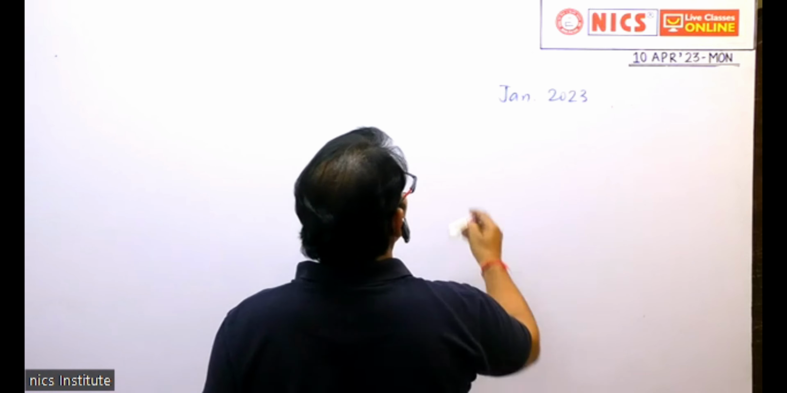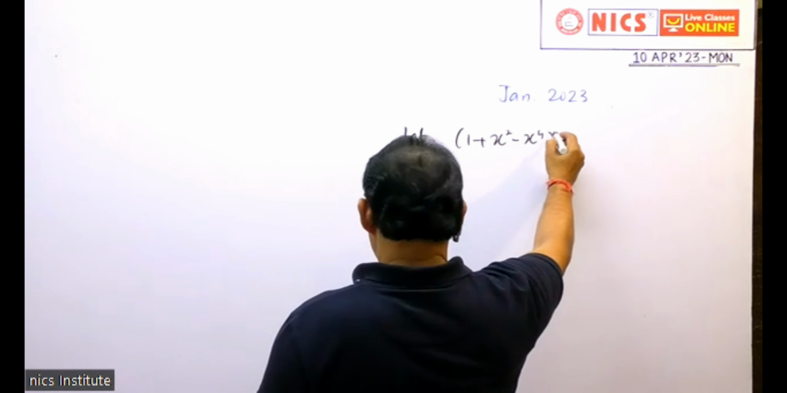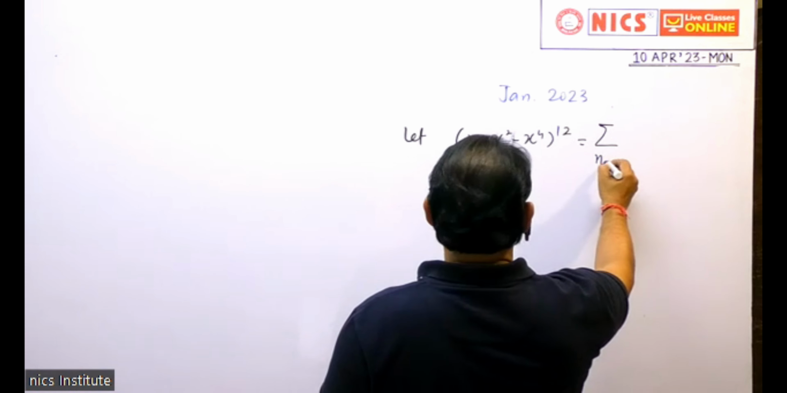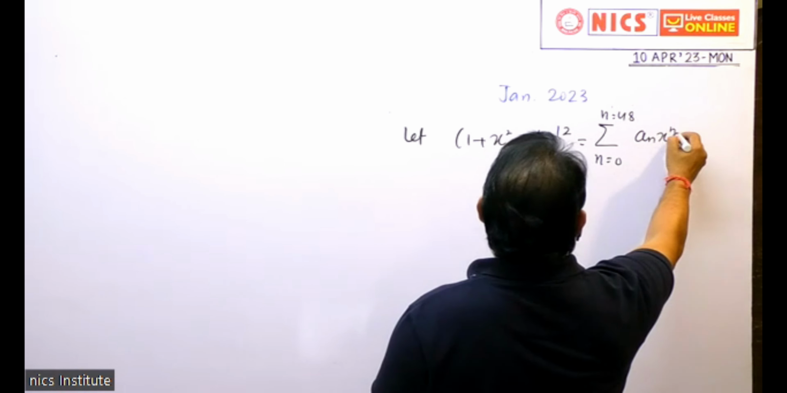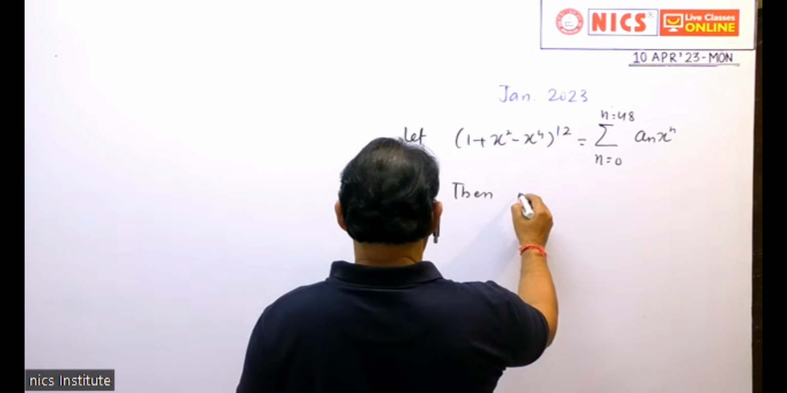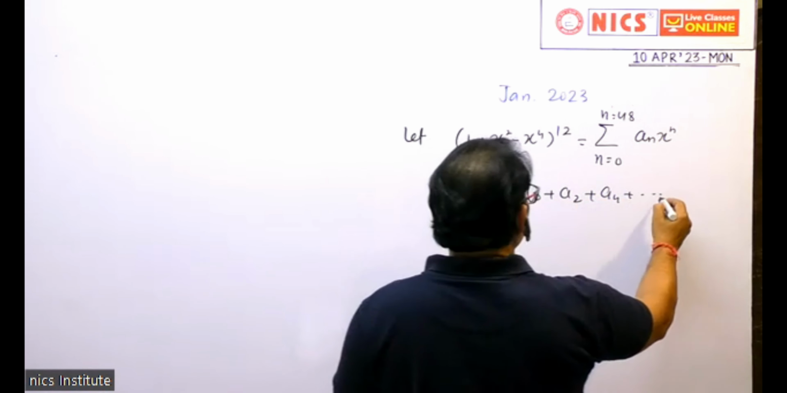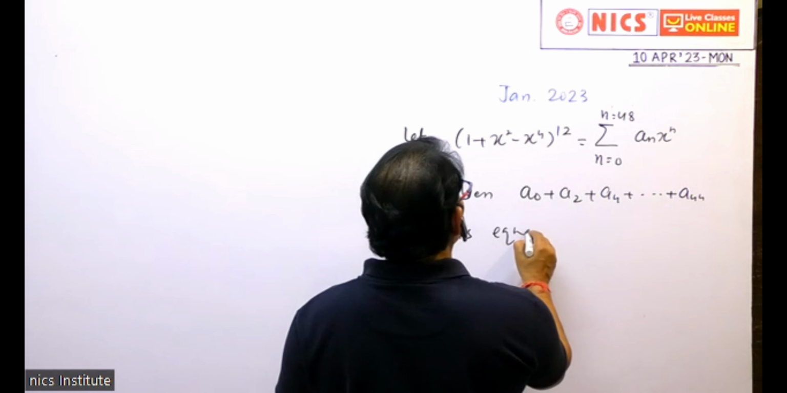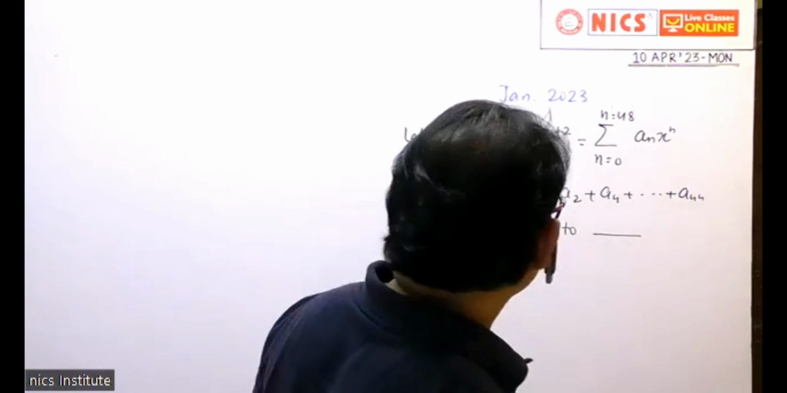It was integer type. Let (1 + x² − x⁴)¹² = summation n = 0 to 48 of aₙxⁿ. Then a₀ + a₂ + a₄ + ... + a₄₄ is equal to? This question was from January 2023.